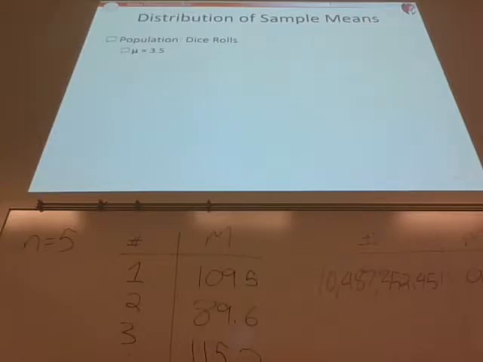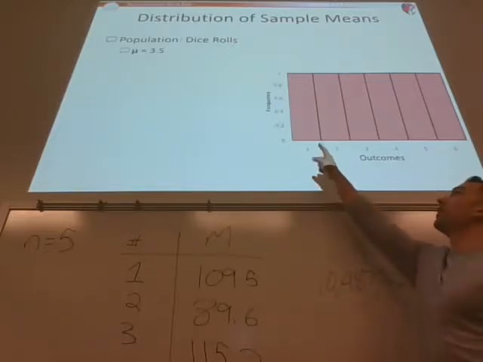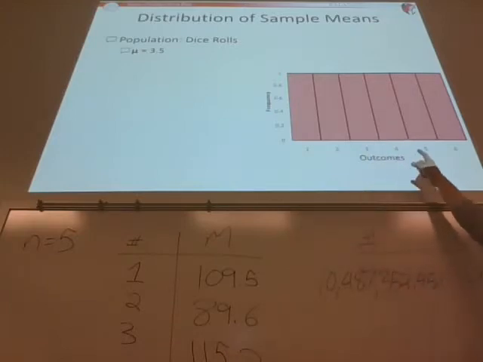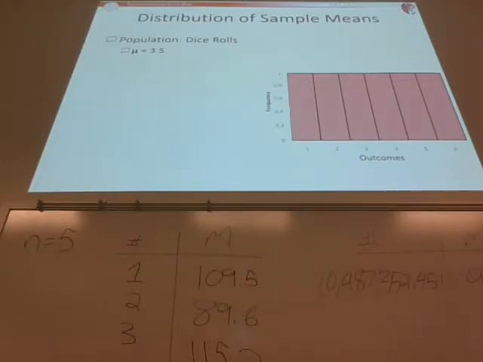The population mean of every single dice roll ever in the history of man is 3.5. And this is the frequency distribution for that population of dice rolls. You can see that rolling a 1 has the same frequency as rolling a 2, 3, 4, 5, and 6. The center of that distribution, the mean, is 3.5. That's where we get the 3.5.